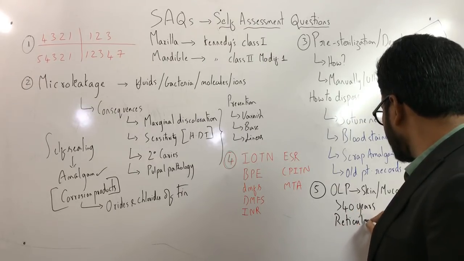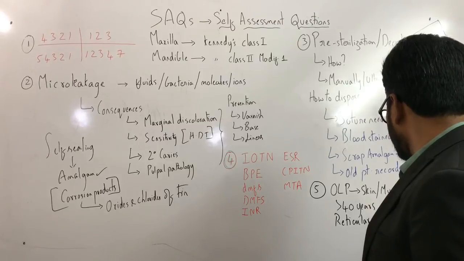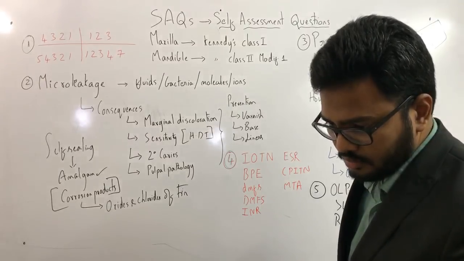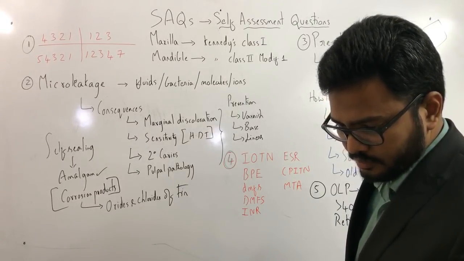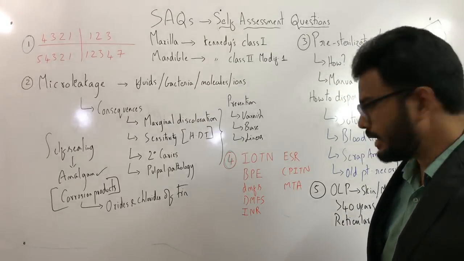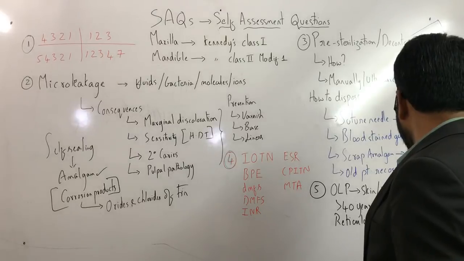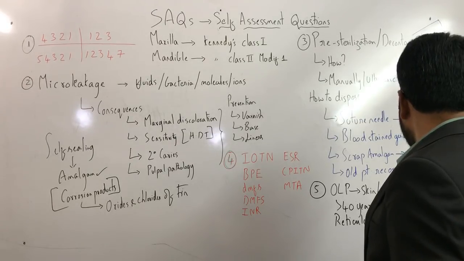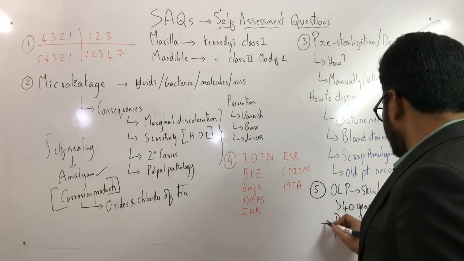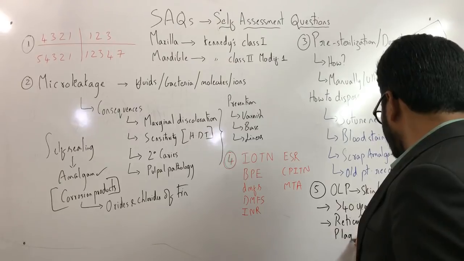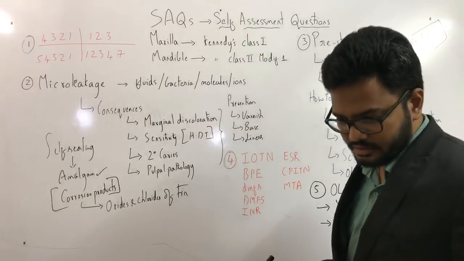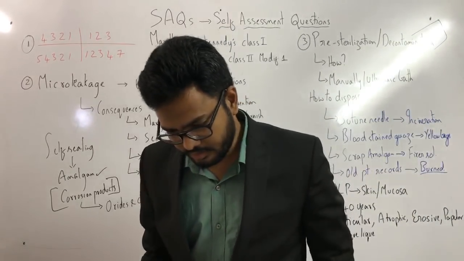Reticular, atrophic. Good. Erosive, papular, plaque-like. Even desquamative gingivitis is also seen as an oral manifestation.